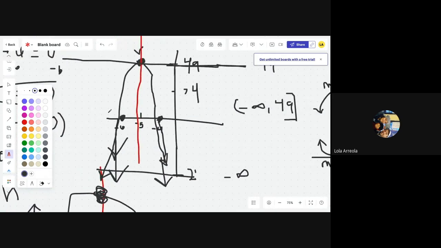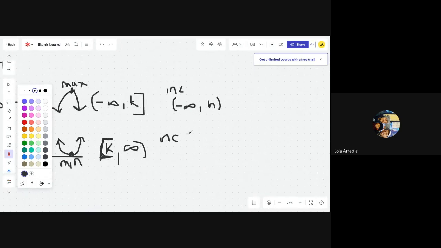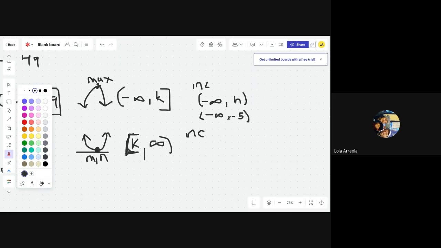To my h value. So it's increasing from negative infinity up to my vertex when x is -5. So the increase would be negative infinity to my h value, -5. That's the break point, that's the peak. And then from that peak on, it decreases. And this is always going to be the case. I'm always going to increase from negative infinity to h if I have a max. We could see the increase here up to my vertex h, then decrease.